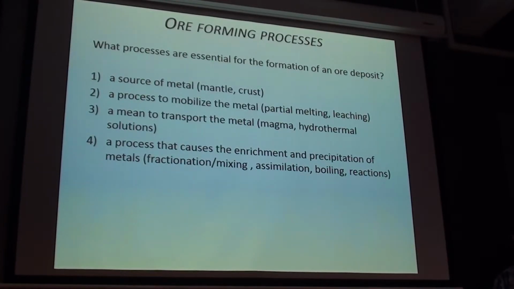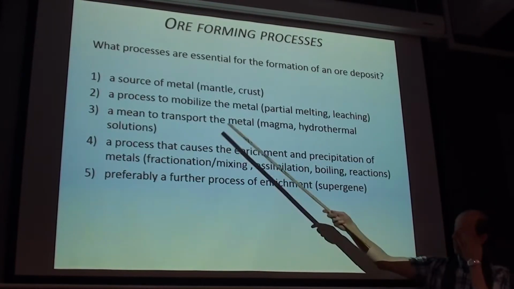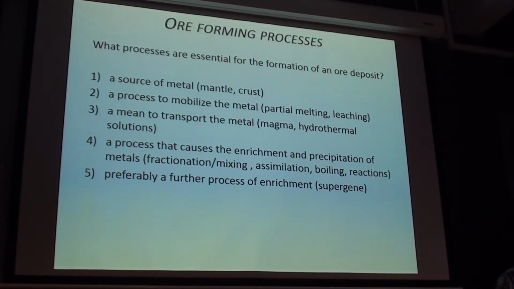And then there is a last step, which is not essential, but is in some cases preferable. Well, accumulation is kind of included in the previous step. I'm referring to further enrichment, in the case of supergene enrichment of primary ores, which in some cases can make them economically viable. So these are the fundamental processes that you need in order to form an ore deposit.